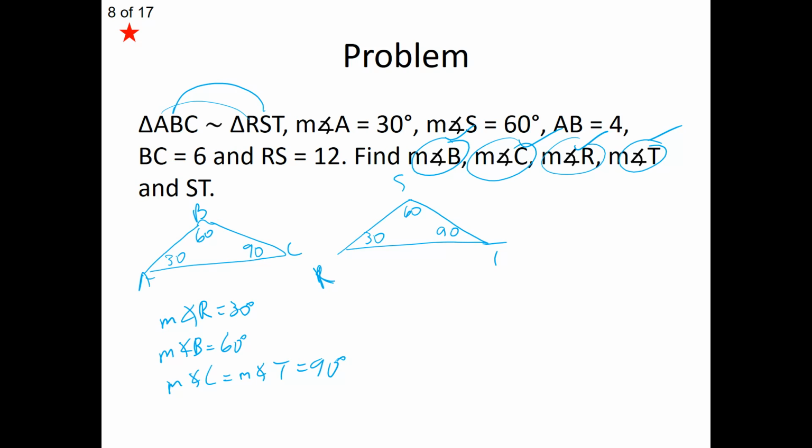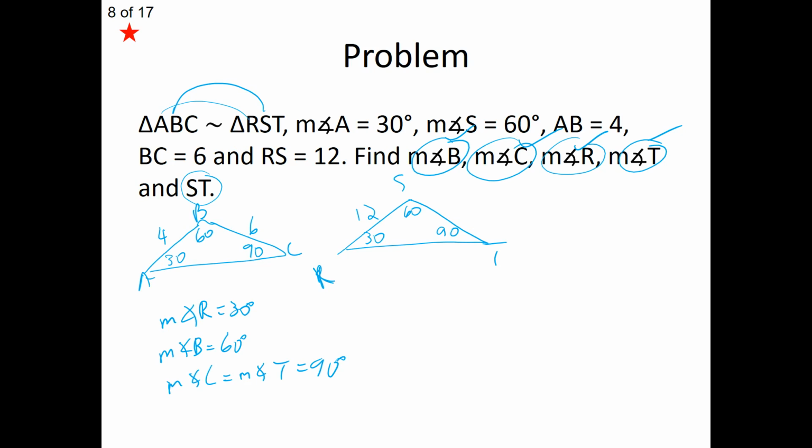Now, the last one's a bit tricky. We want to find the measure of ST. Well, we know the sides of these two triangles are proportional, so we can set up a proportion between these sides and find the missing measure. Let's fill in what we know. The length of AB is 4, the length of BC is 6, and the length of RS is 12. Now let's match up corresponding parts. 4 corresponds with 12, right? AB and RS correspond according to our statement above. BC corresponds with ST. That's what we're looking for.